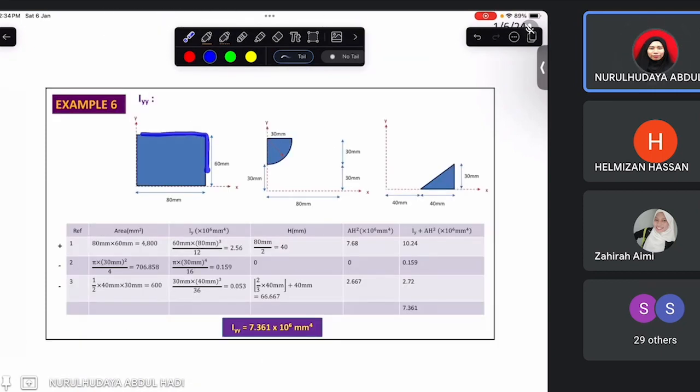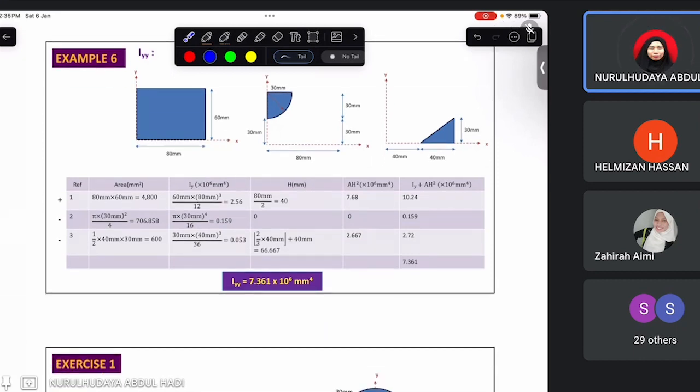Sebenarnya, kalau you tak pakai table ni, you boleh juga kira. Calculation dia jadi panjang lah, tulis panjang-panjang. Tak pakai table, boleh je. Cuma takut silap. Because sometimes tak semua calculation, kalau you tengok like the previous example, tak semua calculation H tu ada value. So bila H tu tak ada value, you nak kira area pun sebenarnya tak ada guna.